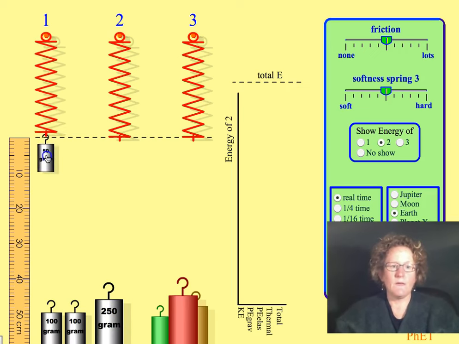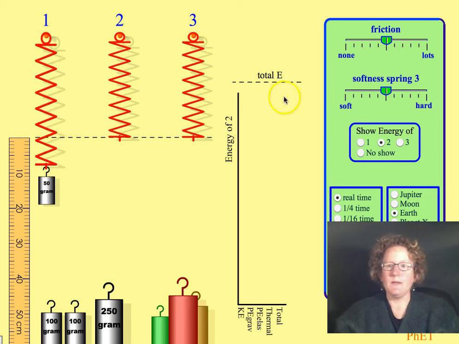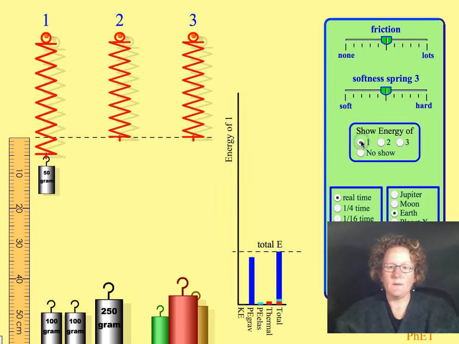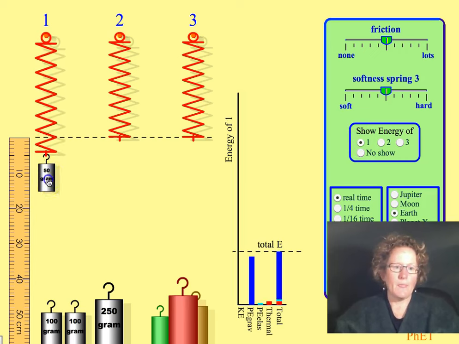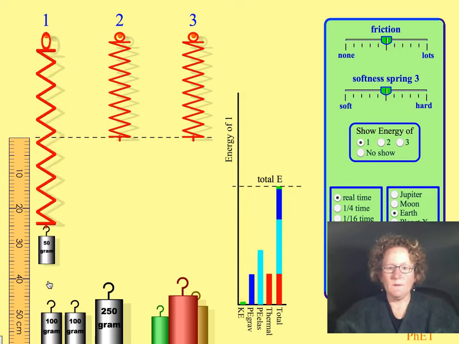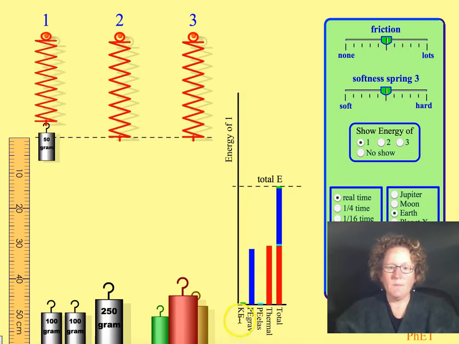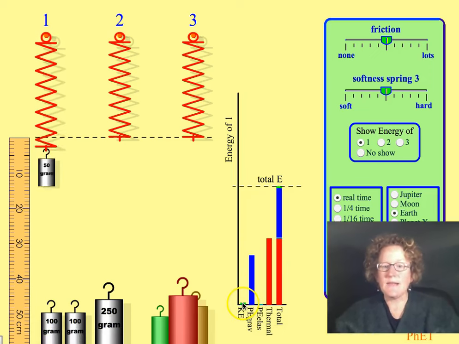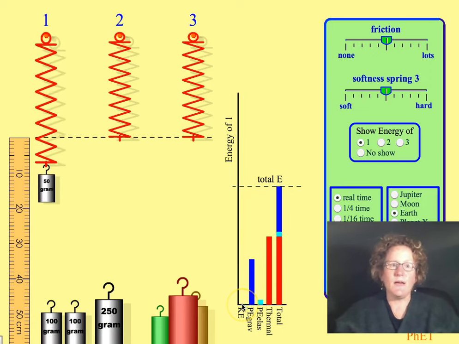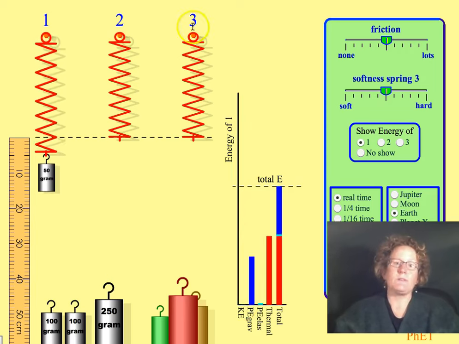Let's just see if a 50-gram mass makes any difference. And pull it way down. And this green bar here is the KE, that's kinetic energy, so you'll need that a little bit later for the next question in the lab.